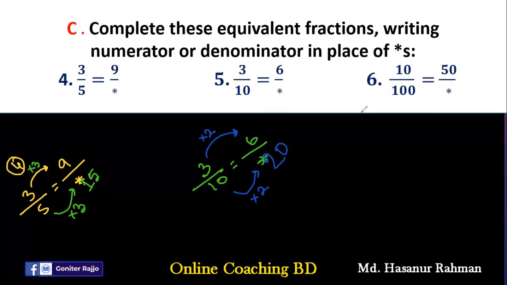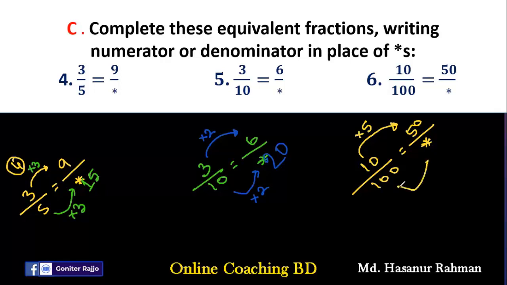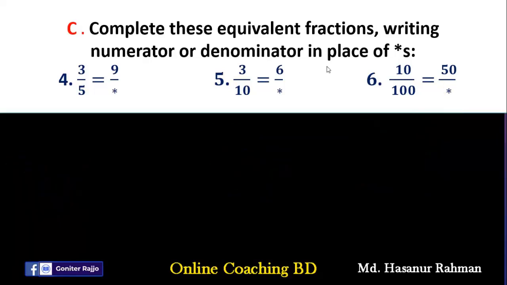Okay. Number 6. Number 6 says 10 by 100 equals 50 divided by star. If we look at the numerator, 10 to 50, that means 10 multiplied by 5 is 50. Similarly, we have to multiply this 100 by 5. 100 times 5, the answer should be 500. Then 50 by 500 will be the final answer. So the missing number is 500. Okay. Very simple. Now, number 7.